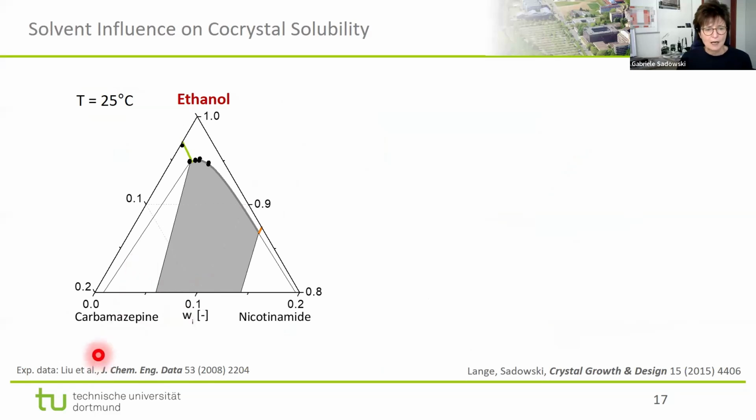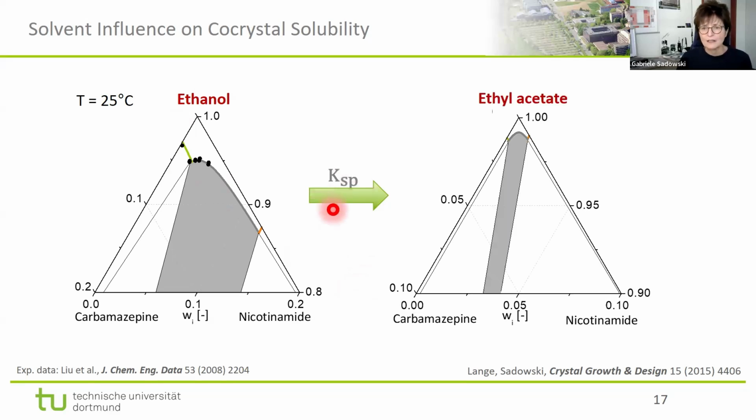This is a co-crystal of carbamazepine and nicotinamide as coformer. And the solvent where we found the experimental data is ethanol in this case. You see the green line is the solubility of carbamazepine in ethanol, the orange one of nicotinamide in ethanol, and the gray line is the co-crystal. This is what we used to determine the solubility product of this co-crystal. Then we predicted, and that's really a prediction, what would happen using this KSP solubility product determined from the left-hand diagram, if we exchange the solvent, going from ethanol to ethyl acetate. What you immediately see is that the picture is completely different. The x-axis is the same, so it's still carbamazepine and nicotinamide, but the solvent is different, and the whole picture looks different.